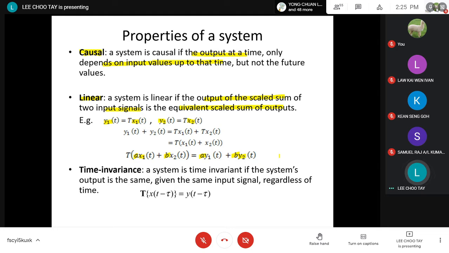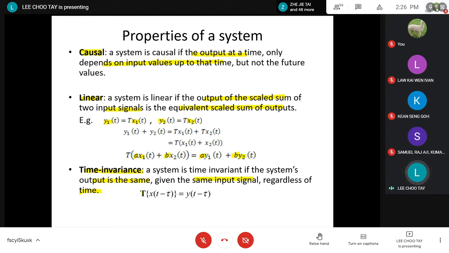Okay, time invariance. The next property is called time invariant. Time invariant means the system's output is the same, given the same input, regardless of time. So if I give one input at time equals 0, and then I give the same input again at time equals 5, the system is invariant if the output that it produced at these two different times is the same.